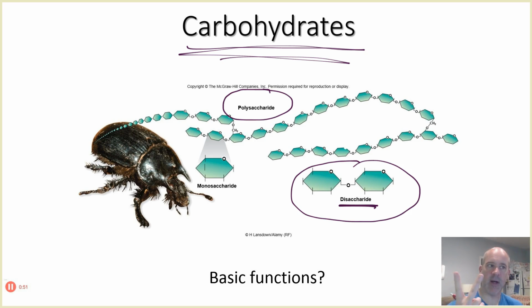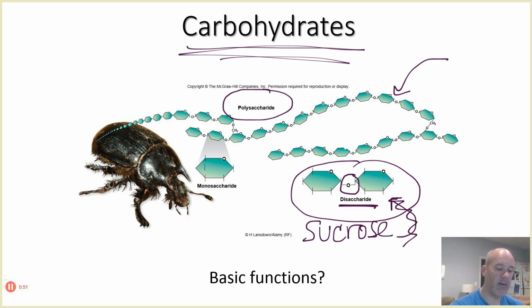Another term to be familiar with is disaccharide. If you have two monosaccharides bonded together, you can see here they're bonded together with an oxygen atom between them. That's called a disaccharide. What's an example of a disaccharide? Sucrose is a disaccharide. Sucrose is a glucose monosaccharide bonded to a fructose monosaccharide. You've probably heard of both of those types of sugars before.